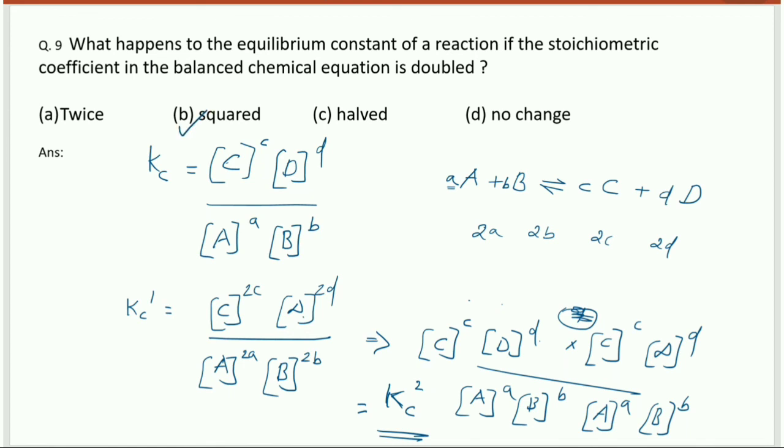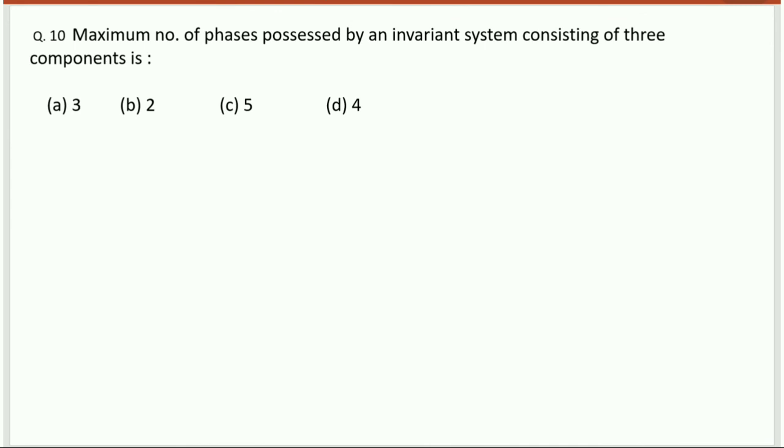It is squared. Now 10th question, maximum number of phases possessed by an invariant system consisting of 3 components is, options 3, 2, 5 and 4. So we have to find the maximum number of phases. So in phase rule, F is equal to C minus P plus 2. So F is the degree of freedom, C is component and P is phases and plus 2.